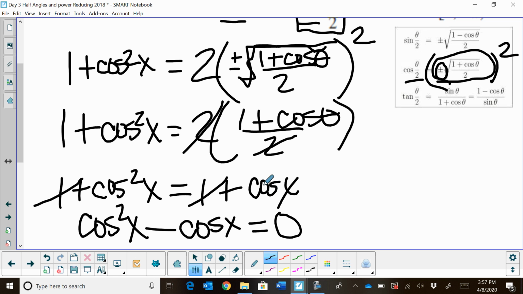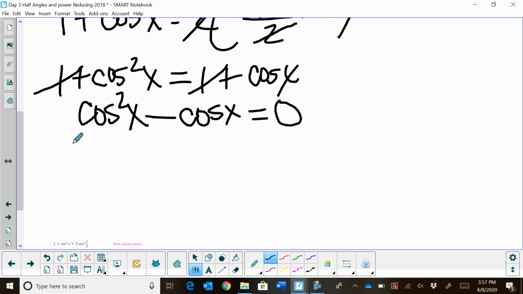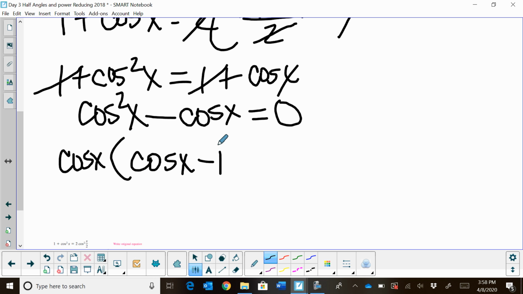So I'm just going to bring my cosine over and get it set equal to 0. Then I'm going to factor out my common factor. My common factor is cosine. So let's take out a cosine, and what are we left with? We're left with cosine x minus 1 equals 0. So now that we have it factored, set both factors equal to 0.